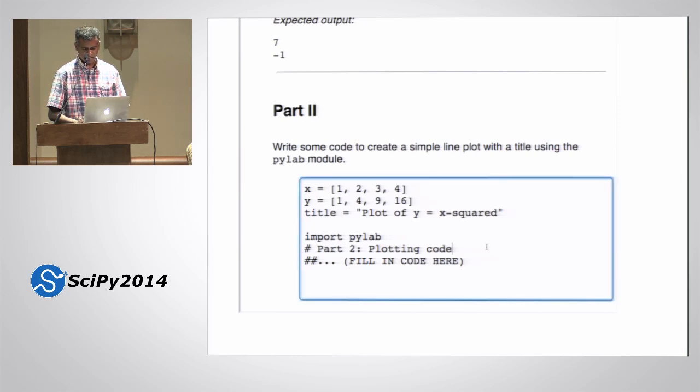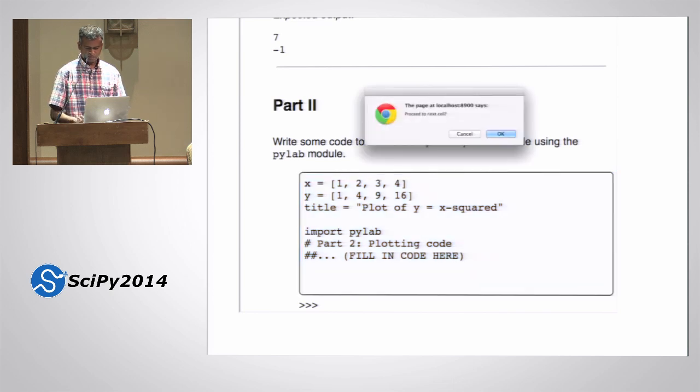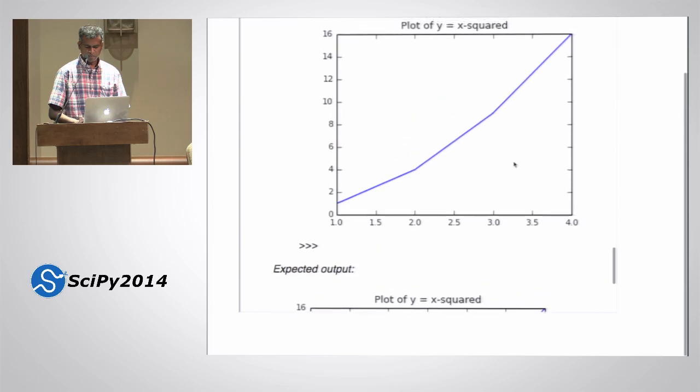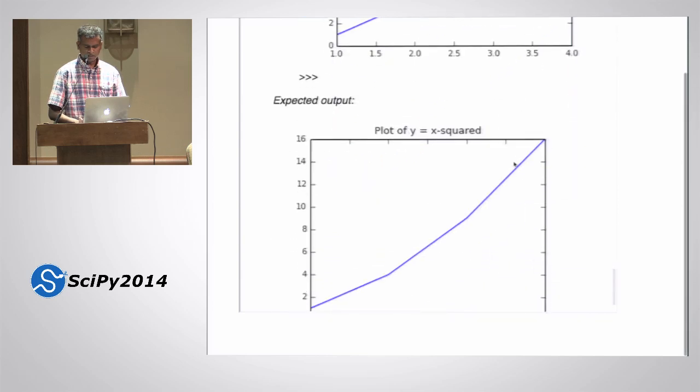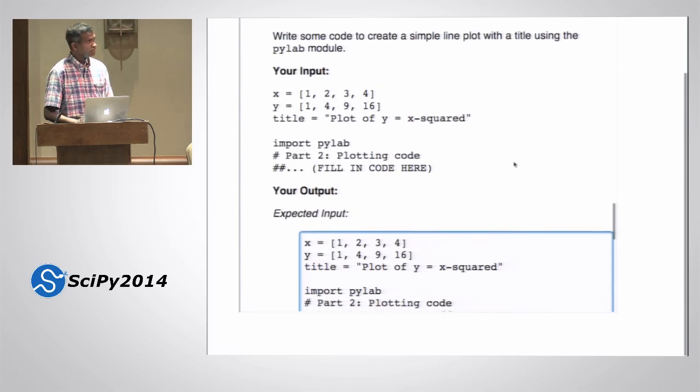So this is the next task. Again, I could type in something, press Control-Enter, and I'm going to give up. I press Shift-Enter. It's basically a plot, and you can compare your plot to the expected plot. And the wrong plot is also saved in the output.